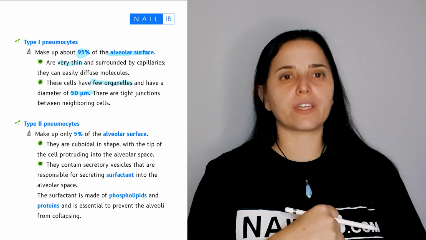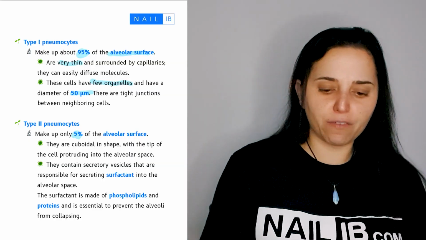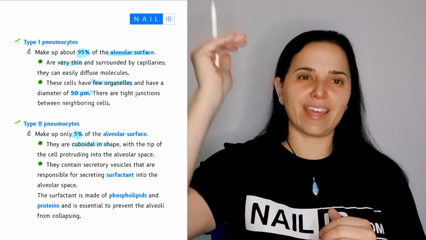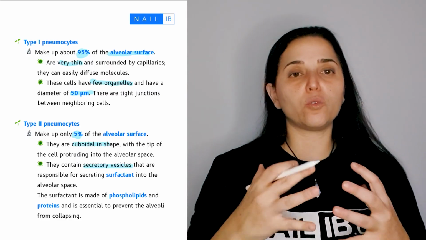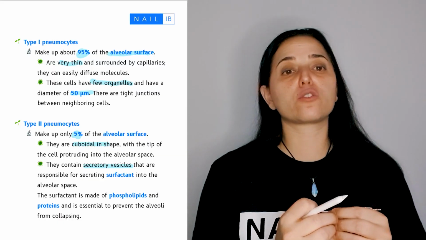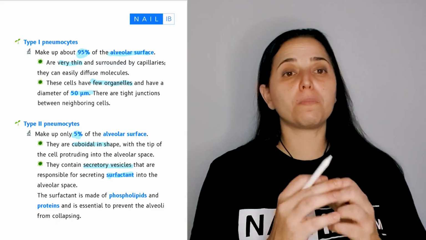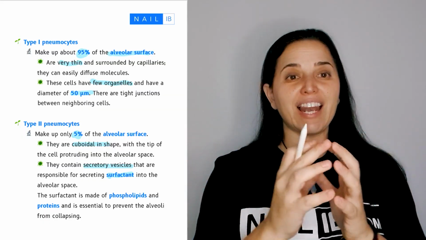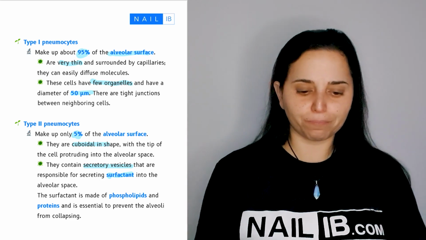Type 2, in this case, this cell is only about 5%, and they have a cuboidal shape, which is a little bit like this, and they usually are more sporadic in the alveolar. These guys, they have secretory vesicles. What do we have as a structure? These secretory vesicles produce a type of liquid known as surfactant, which basically makes the alveoli be able to close and open like this, elastic. That way you can breathe in, breathe out much easier.